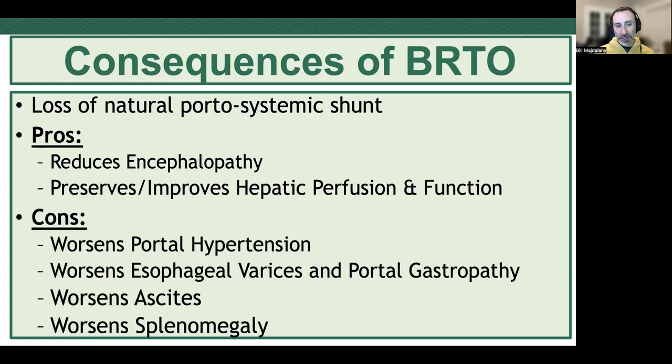The downside of BRTO is generally related to pressure. Because we've eliminated this decompressive shunt, portal hypertension will worsen in these patients. What does that mean? That means that other varices could worsen, particularly esophageal varices. So you could have esophageal variceal bleeding as a consequence. Portal gastropathy may worsen, ascites may worsen, and splenomegaly may worsen. So all of these things have to go into the assessment of whether or not BRTO is the best approach for a patient or not.